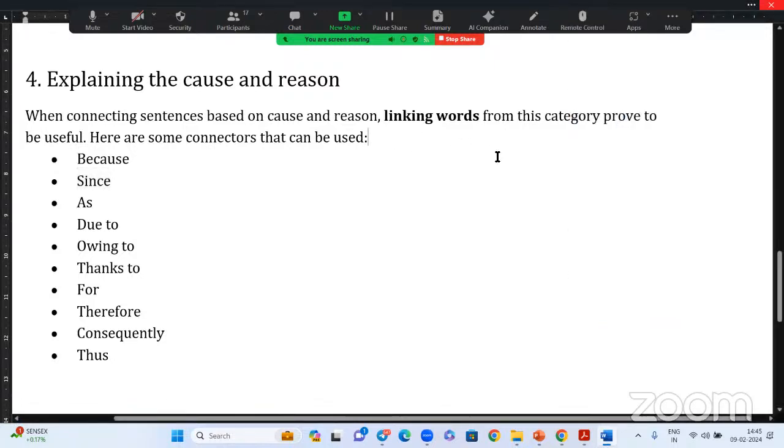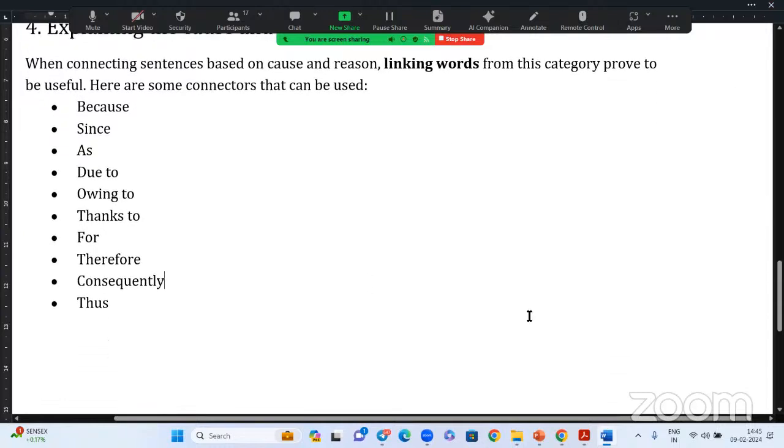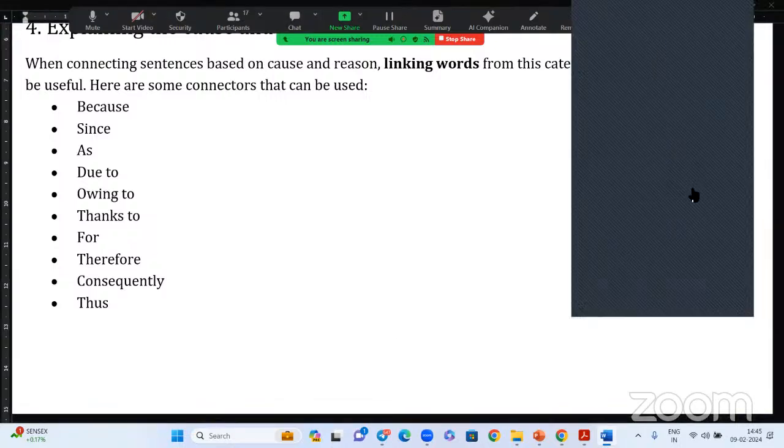Now, next one. We're going to the fifth type. Consequently, as a result, as a consequence, due to, owing to, on account of. Only three or four students are writing. So Manandar has written and Akireddy has written. Good.